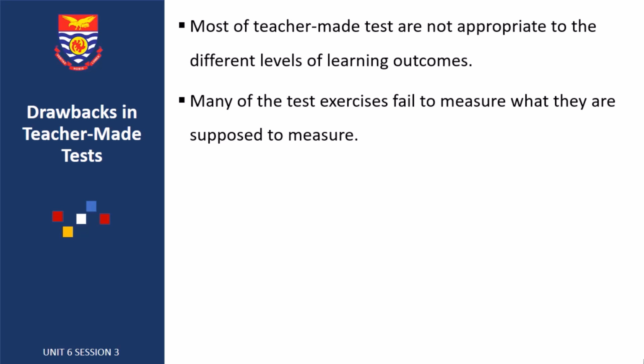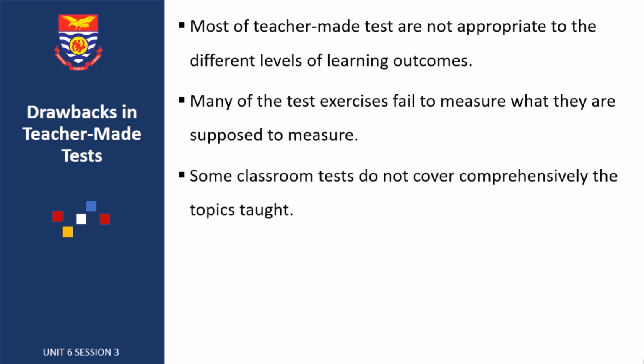Another pitfall is that many of the test exercises fail to measure what they are supposed to measure. In other words, most of the test items are not valid. So the test was supposed to measure, let's say, students' ability to calibrate an instrument, students' ability to use a particular instrument to take reading. These were the objectives of the lesson. But when it comes to the test that will be given to the learner, you realize that the test item is measuring a different thing. So we will see that the test items were not valid.